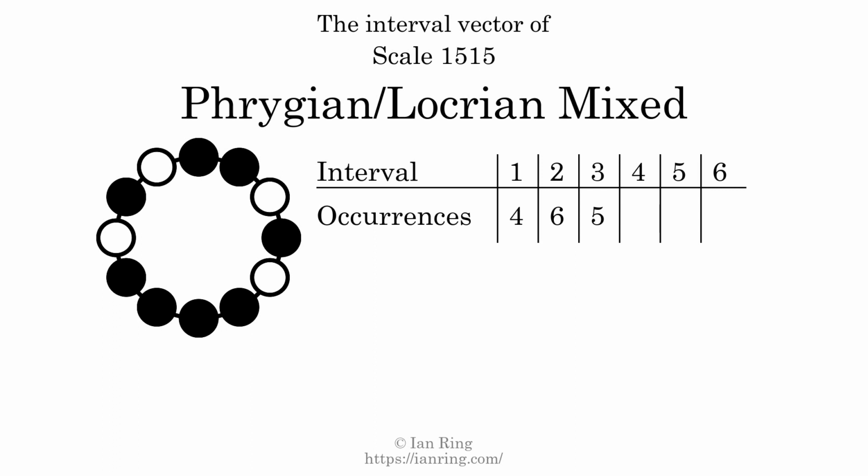There are 5 intervals with the size of 3 semitones. They are here, here, here, here, and here. There are 4 intervals with the size of 4 semitones. They are here, here, here, and here. There are 7 intervals with the size of 5 semitones. They are here, here, here, here, here, here, and here.